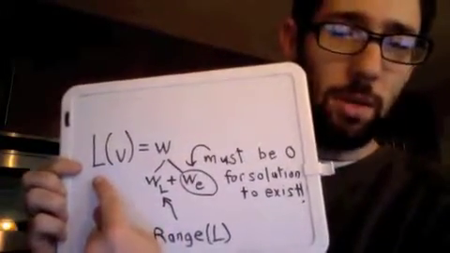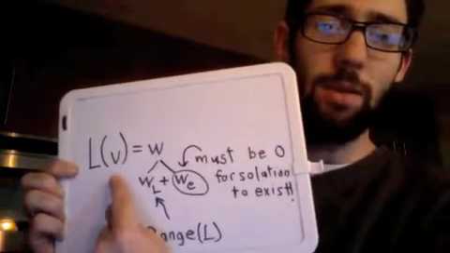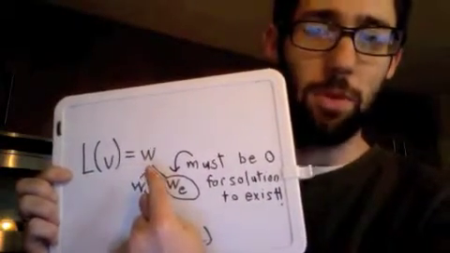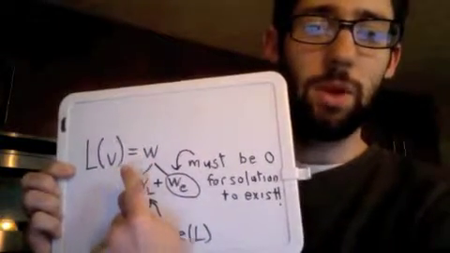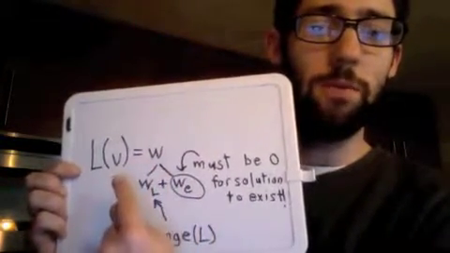Here's a general linear equation. L is a linear operator that takes a v and spits out a w. And we want to know what is the v that will give us the w that we want. We want to solve for v.